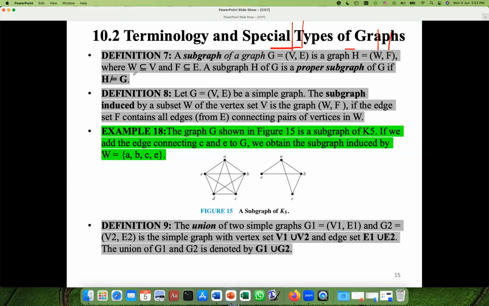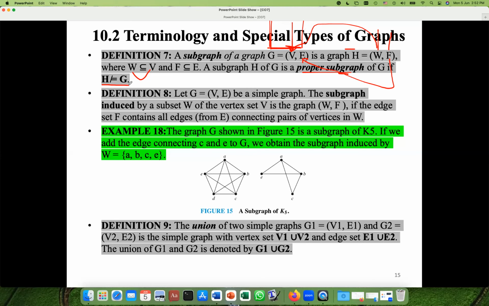If W would be a subset of this V, and if this F would be a subset of this E, then I can say that this H would be the subgraph of this graph. And the subgraph H of G would be a proper subgraph of this graph G when H is not equal to G.